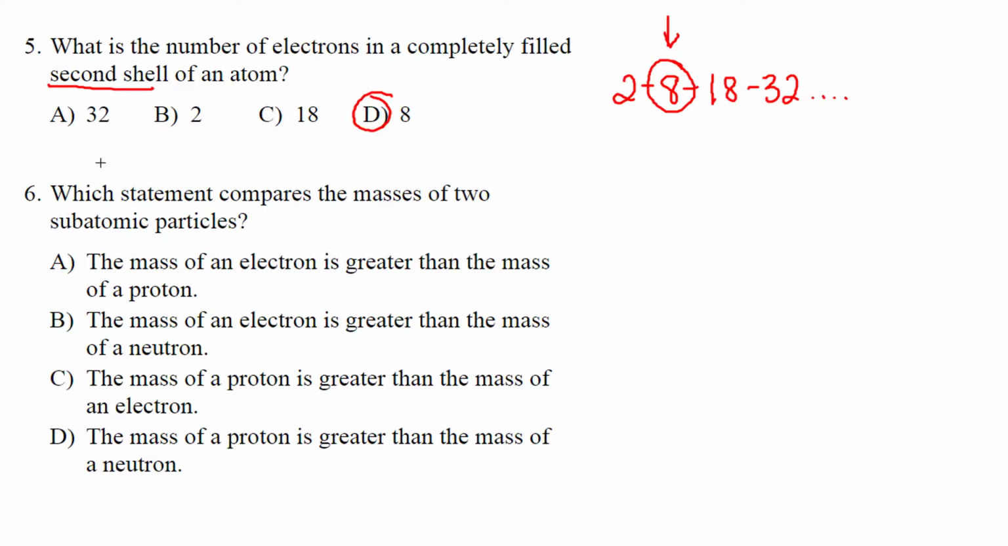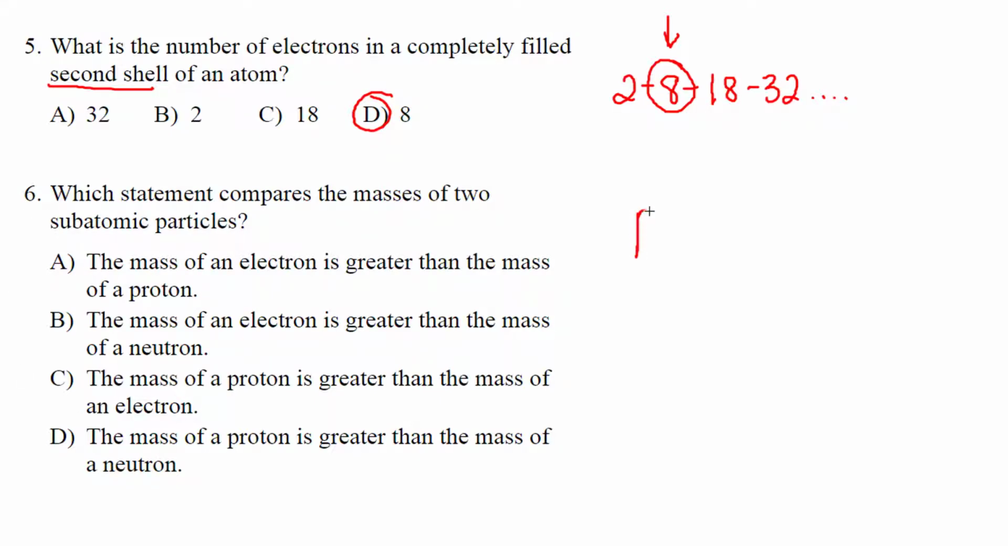Which statement compares the masses of two subatomic particles? Well, they're all going to compare, but we want to know which one is correct. A, the mass of an electron is greater than the mass of a proton. B, the mass of an electron is greater than the mass of a neutron. C, the mass of a proton is greater than the mass of an electron. And D, the mass of a proton is greater than the mass of a neutron.